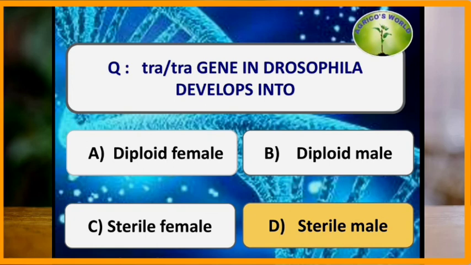Homozygous tra gene in Drosophila develops into? When the transformer gene is present in heterozygous condition, there will not be any effect. But if it is present in homozygous condition, the diploid females will develop into sterile males.